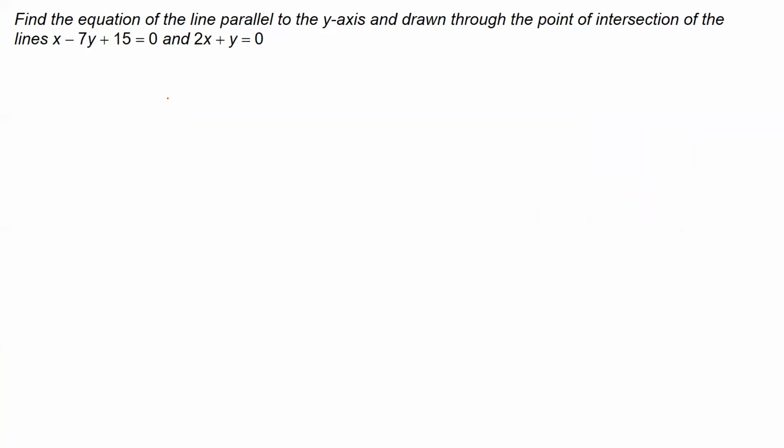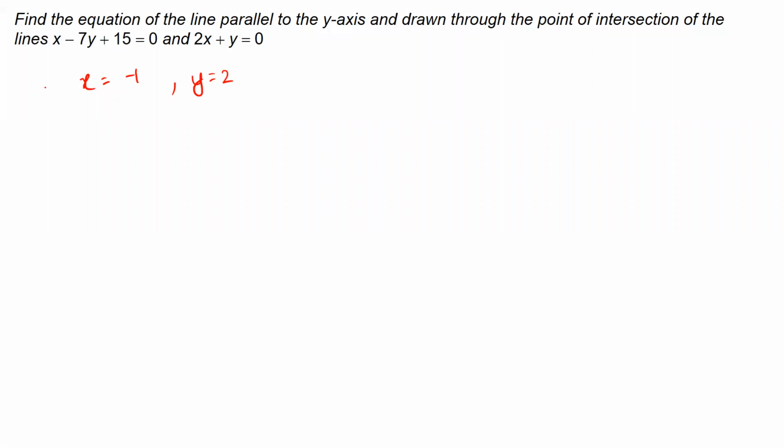Now let's move on to this question. Find the equation of the line parallel to the y-axis and drawn through the point of intersection. First of all, you find out the point of intersection of these two lines. To find the point of intersection of these two lines, we just solve these two equations. So let's solve it. x minus 7y plus 15. Okay, let's do one thing. I'll solve it myself and you also try it on your own. I'll pause the video and straight away tell you the answer, but you also try. So pause the video and try it yourself.